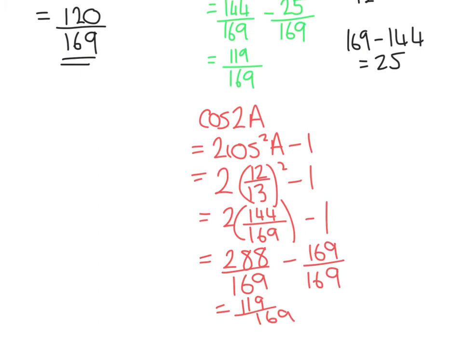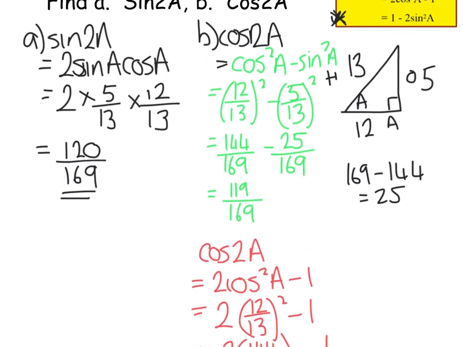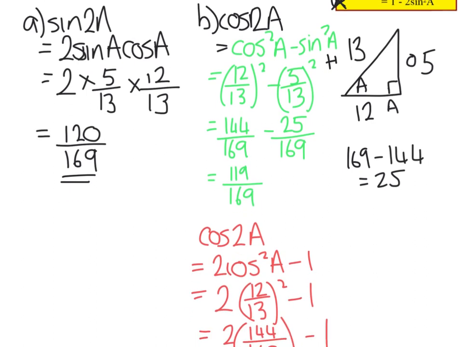So that was just to show you that both give you the right answer. I know which one I preferred. I preferred the one I did in green. I preferred the cos squared minus sine squared because there's technically a wee bit less working to do in that one.